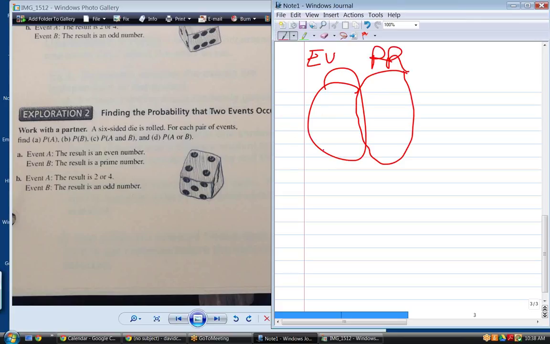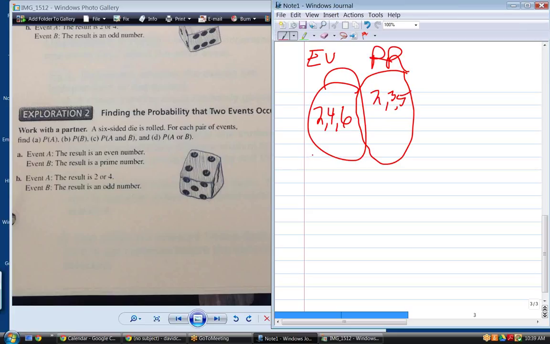How many items are in the even number? 2, 4, and 6. Sorry, that last one I said it went out to infinity. I forgot we were dealing with a die. It only has 6 numbers on it. And the prime numbers are 2, 3, and 5. Yeah, 2, 3, and 5 only.